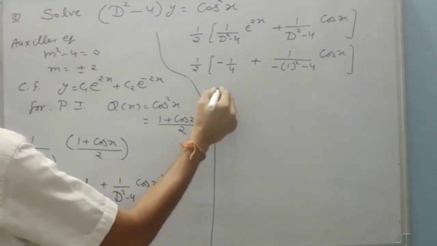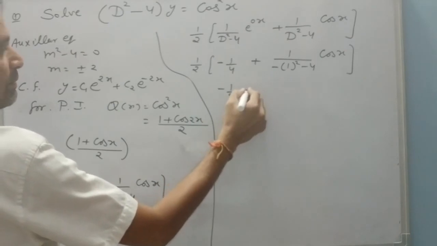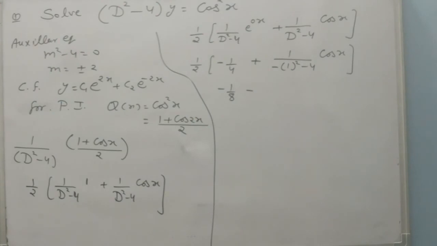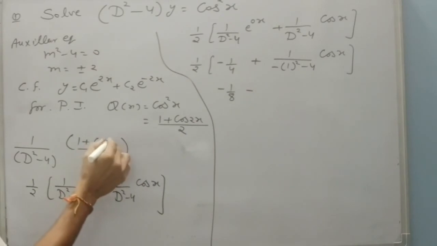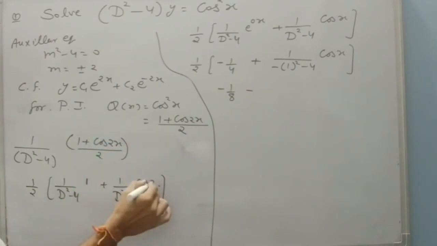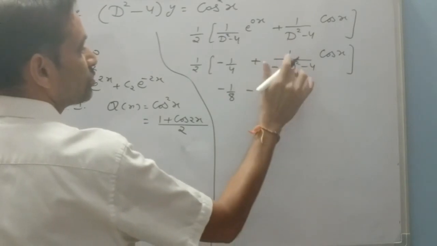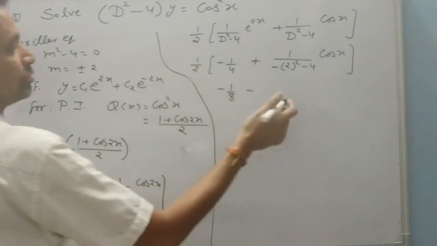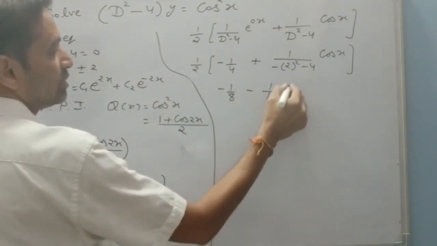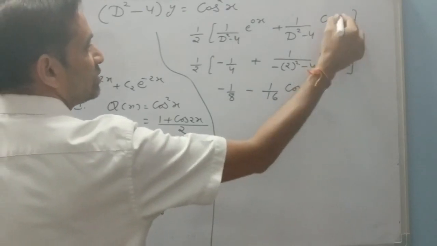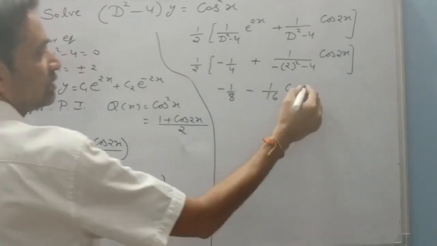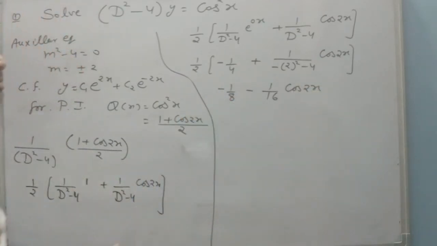So it is nothing but minus 1 by 8, minus, that will be 1 upon 16. This is cos 2x, sorry for that. If there is 2x, then it will become minus 2 square. It will become minus 8, into 2, plus minus 1 by 16 cos of 2x. That is cos 2x. This is our PI.